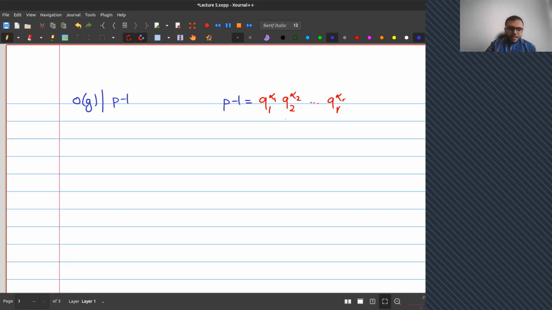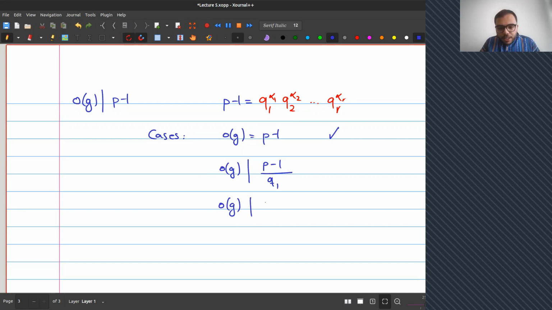So there are several cases. Well, it might be that the length of my cycle is exactly p minus 1. In this case, I'm happy because this means that my number g was a primitive root, okay? But it might also be that the length of my cycle is a proper divisor of p minus 1. So it's not p minus 1 itself. But if that happens, then the length of my cycle should be a divisor of p minus 1 divided by its first prime factor, or it should be a divisor of p minus 1 divided by its second prime factor, or so on. Or it should be a divisor of p minus 1 divided by its last prime factor.